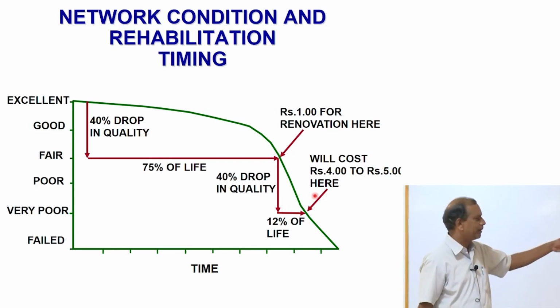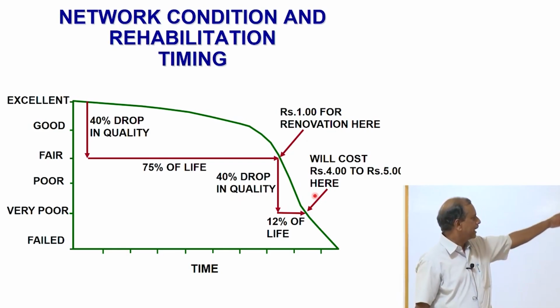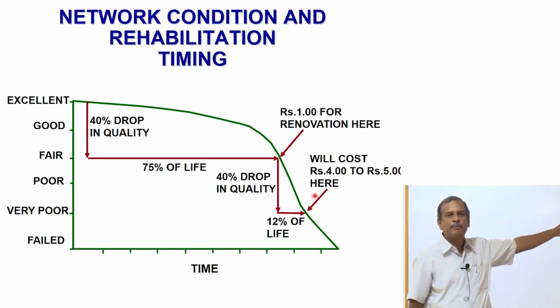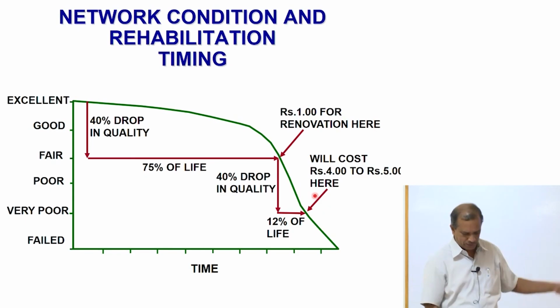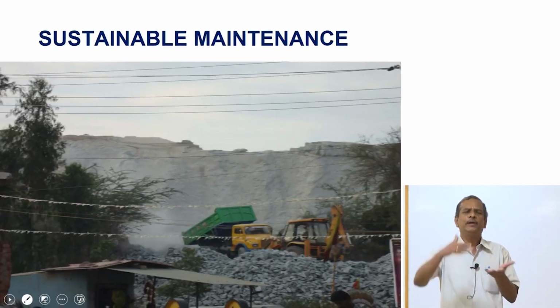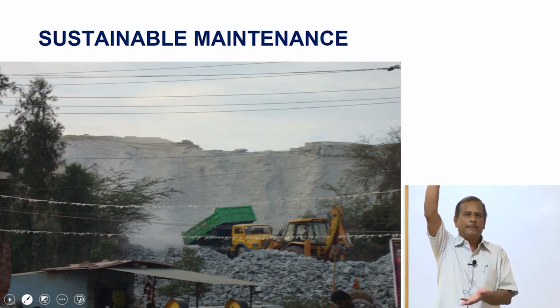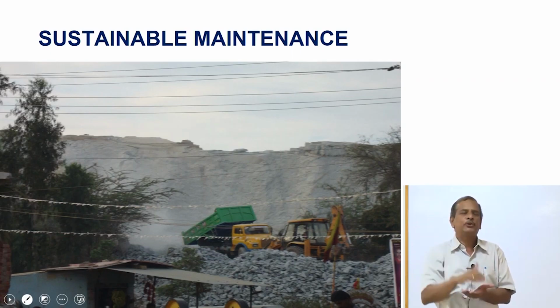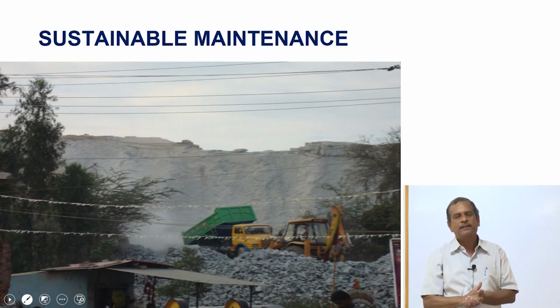So, this is how a pavement deterioration takes place, and if you do it early, the cost of maintenance will be maybe 1 rupee, and more and more a delay, the cost will go up to 4 to 5 rupees. Other is that how long can we do an overlay over overlay over overlay. It's time that we should relook at how we construct a sustainable pavement.